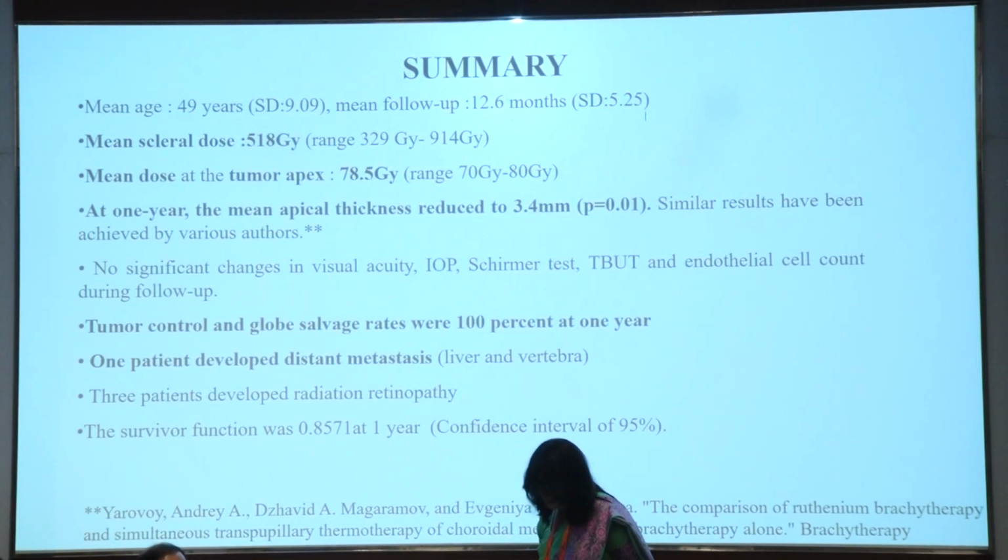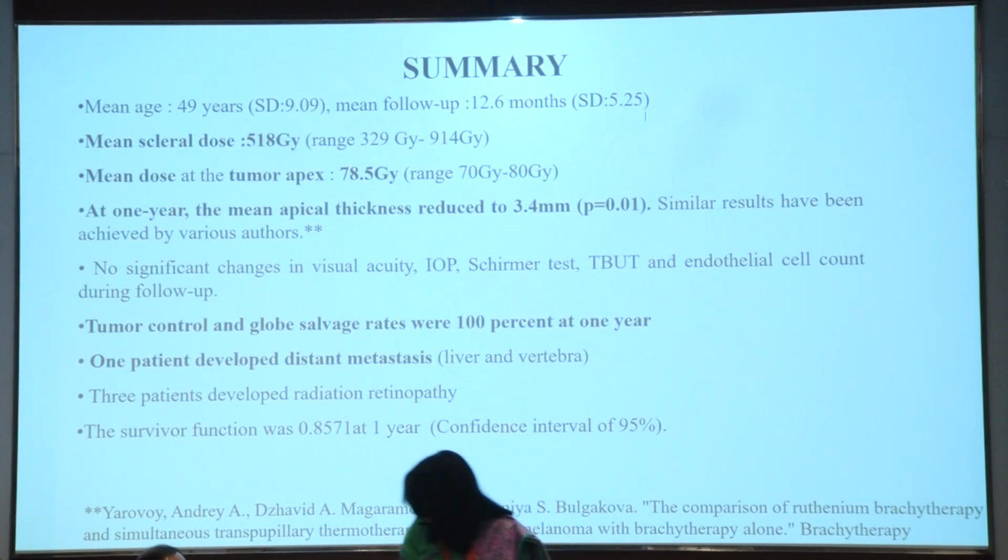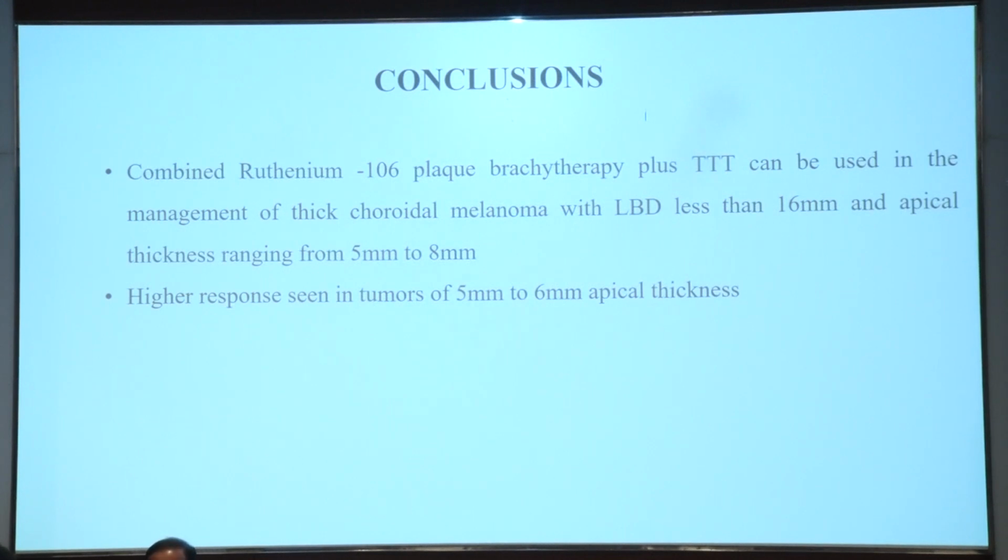The mean scleral dose was 518 gray. The mean tumor apical dose was 78.5 gray. At 1 year, the mean apical thickness reduced to 3.4 mm. Tumor control and globe salvage rates were 100% at 1 year. At 1 year, 1 patient developed distant metastasis, which was diagnosed in PET CT scan. It was in the liver and vertebra. The patient was referred to the oncology department later. And 3 patients developed radiation retinopathy.